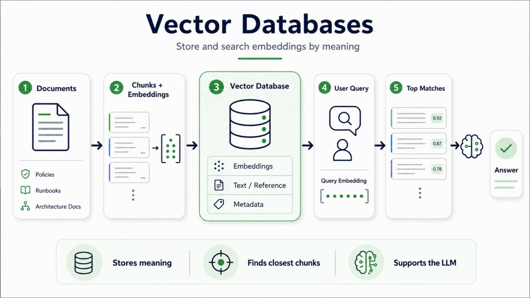It stores the embeddings, the original text or a reference to the original text, and useful metadata like document name, section, version, or access level. When a user asks a question, the question is also converted into an embedding, and the vector database returns the closest matching chunks. For example, an enterprise knowledge assistant may store chunks from policies, architectural documents, and runbooks. So when a user asks a question, the vector database helps find the most relevant parts of those sources, and then the language model uses those parts to generate an answer.